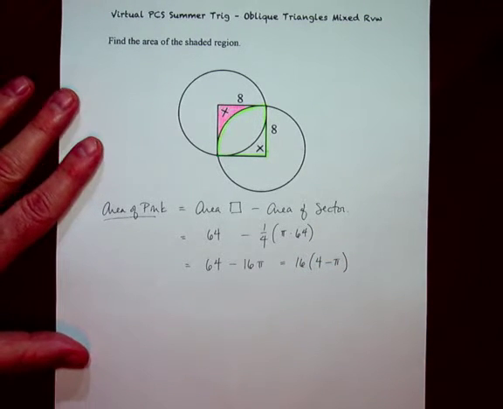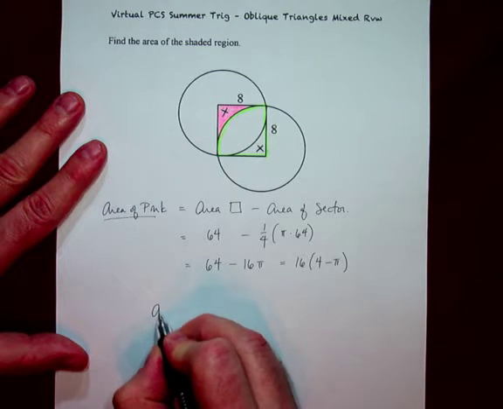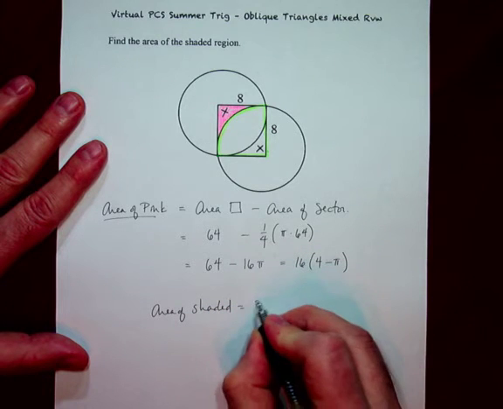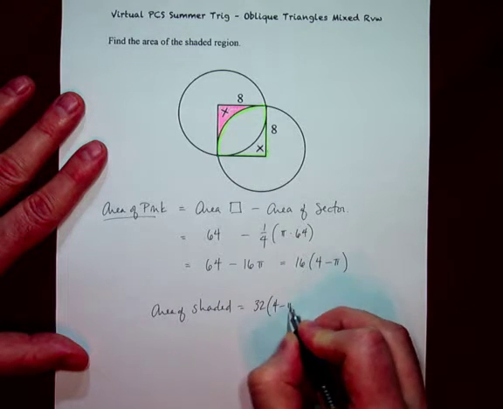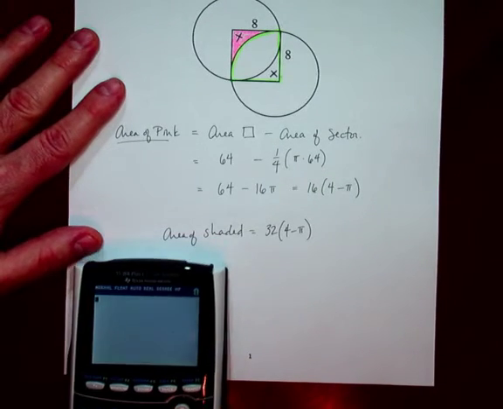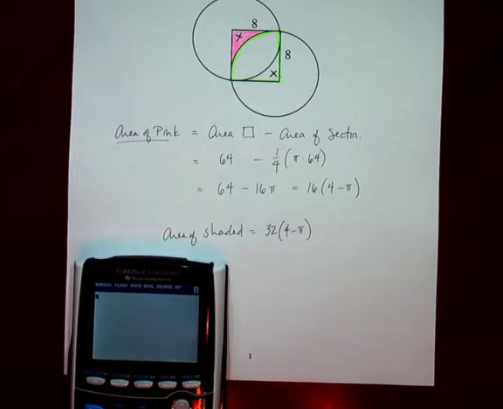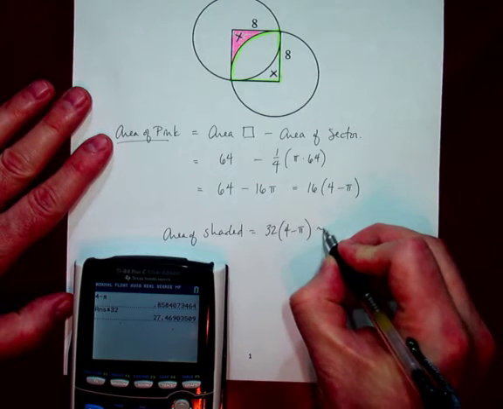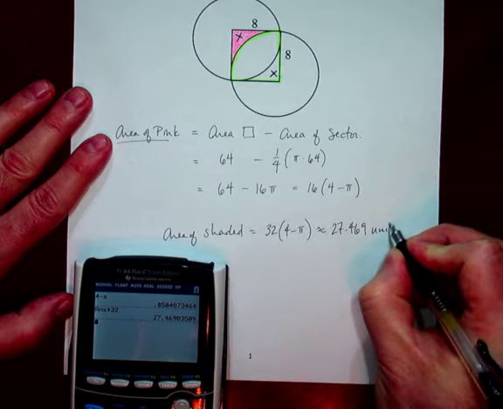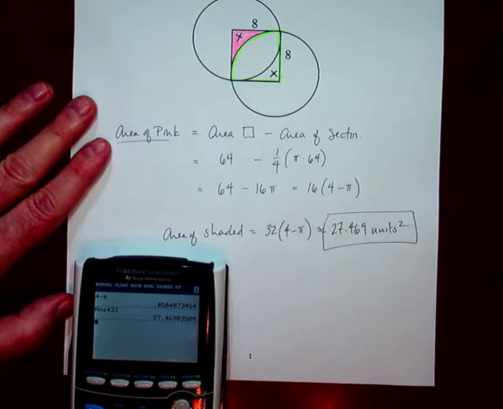And that means that it's 64 minus 16 pi, or 16 times 4 minus pi. And in order to get 2 of them, basically your area of the shaded region is simply 2 times that, so it's 32 times 4 minus pi. And if you were to plug that into your calculator, now 4 minus pi is going to be a little bit less than 1 because it's 4 minus 3.14159. So you go 4 minus pi, and then you multiply it by 32, and you're left with an area of approximately 27.469 units squared. Now, that is relatively simple.